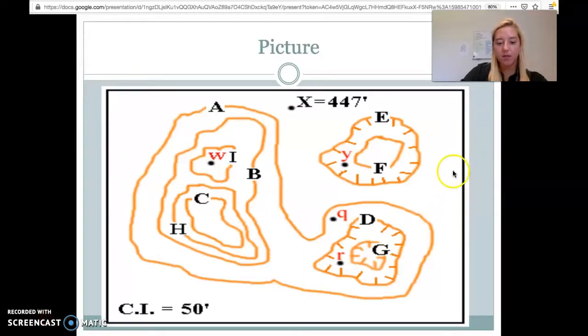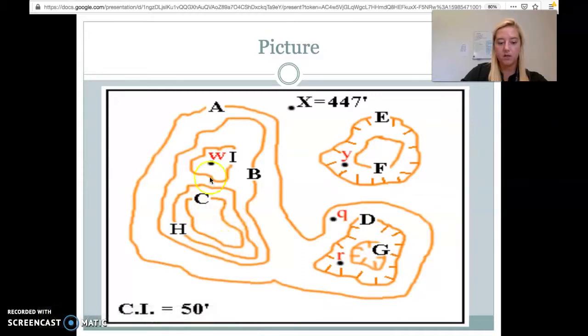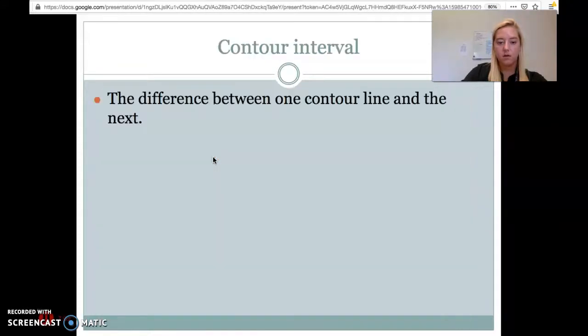Here's our example picture. So these are depressions right here with dashed lines. They're going down in elevation. This is an example of a mountain, another mountain peak. Our contour intervals, that is the difference between one contour line and the next. So like I said, with a little bit of math, we can figure this out. And the contour interval is consistent throughout the whole map. So if this space represents 10 foot of difference between one line to the next, it is going to be the same throughout the map.